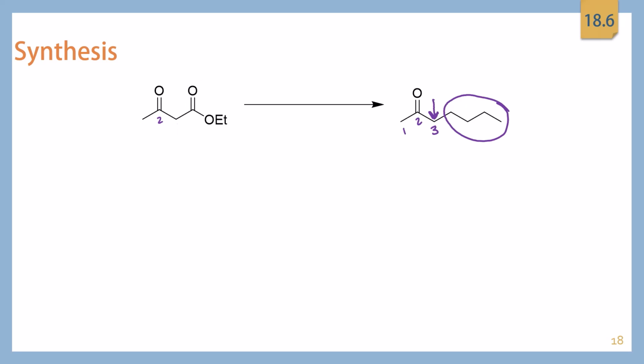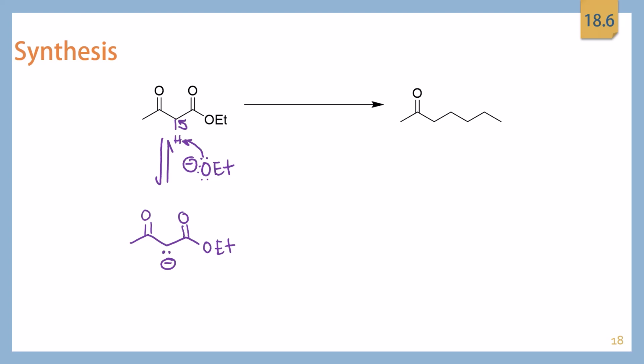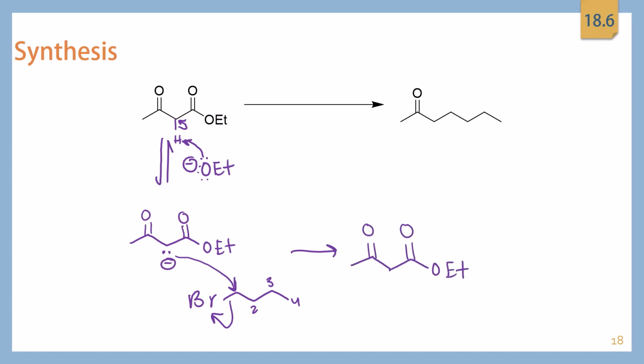So what we want to do is use a base such as ethoxide to create an enolate. Now we can add in our favorite halogen and make sure that we're adding on 4 carbons, because that's how many we need to get into our product. We're going to end up kicking out the bromine. Make sure that you're counting your carbons.